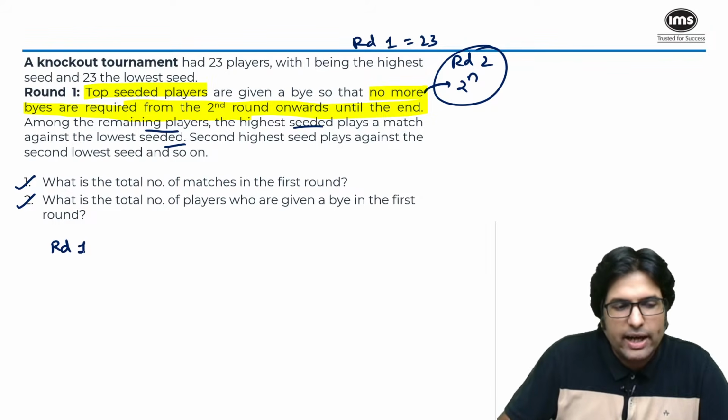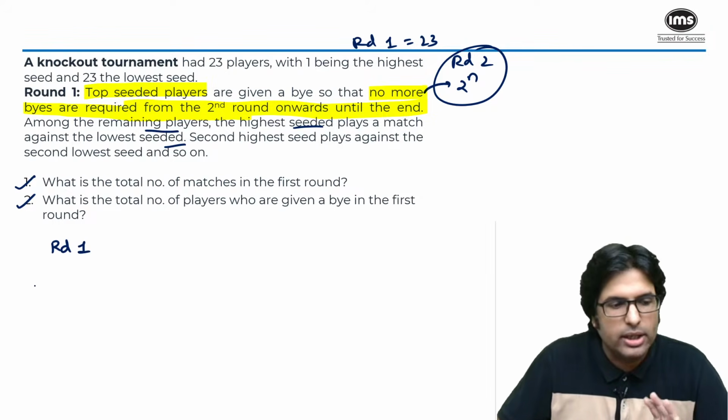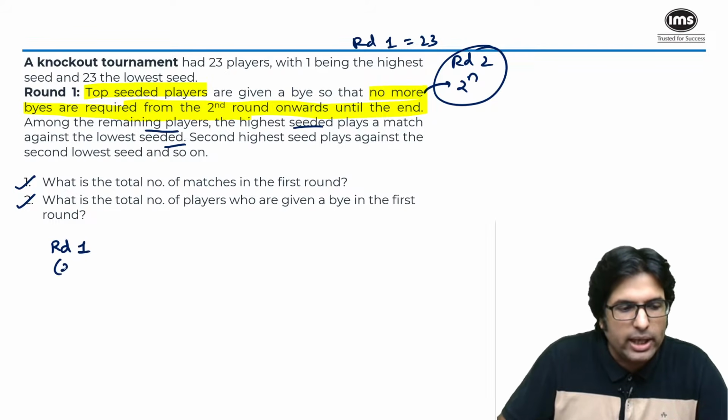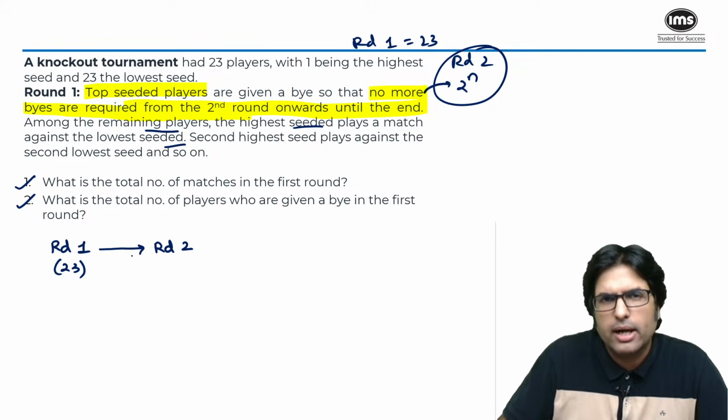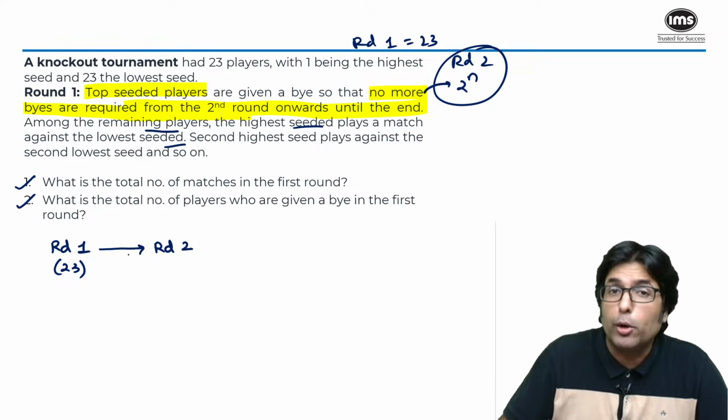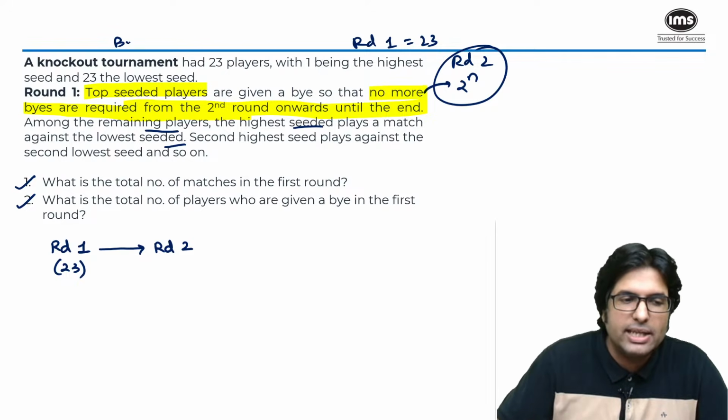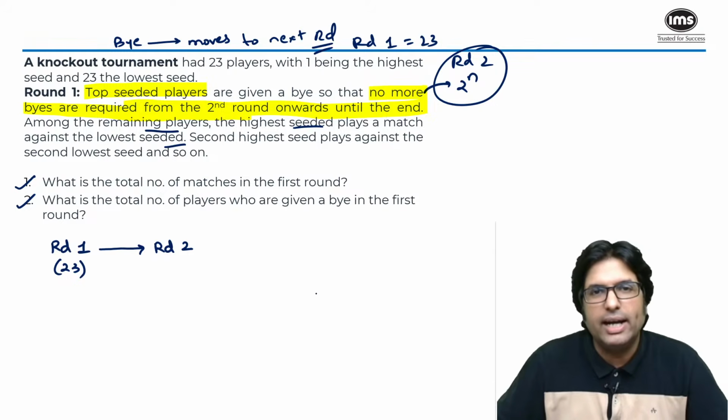So, be very careful and attentive while you are listening to this. Round 1, we have 23 players. Round 2, pause for a moment and think about it. What could be the number of players in round 2 so that no more byes would be required? What do you mean by bye, by the way? A bye is when a player directly moves to the next round without playing a match. So it's like a wildcard entry.